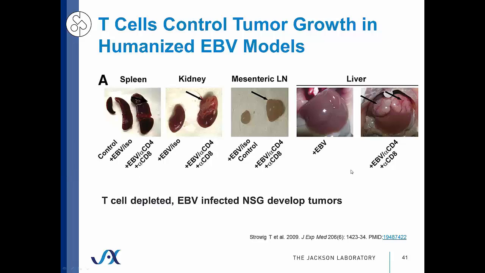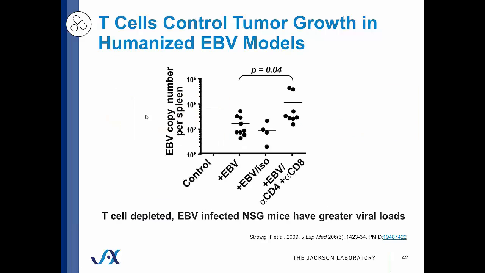And you can see here that mice that were depleted of T-cells developed tumors in each of these different organs. They also looked at viral loads in the spleen, and they saw that administering these T-cell depleting antibodies resulted in higher EBV loads in the spleen, indicating that T-cells are part of the response in fighting EBV infection.